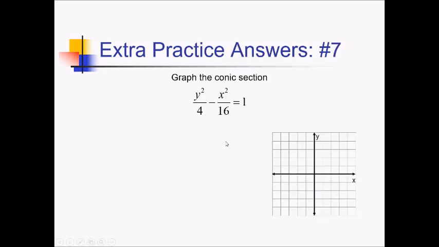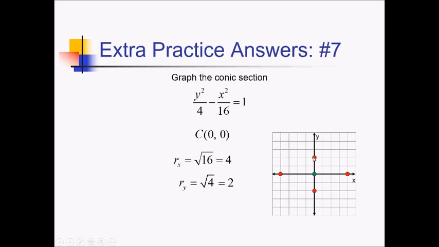On this problem, it looks like we have a hyperbola based on the minus and the 1 here. So let me get my center first. That's going to be (0, 0). And then for the x radius, that's under the x squared. Square root of 16 gives me 4. For the y radius, that's the square root of 4 under the y squared. So that's going to give me 2. And now we have a center of (0, 0). Let me go 4 to the left, 4 to the right. X radius is 4. And then we're going 2 up, 2 down.